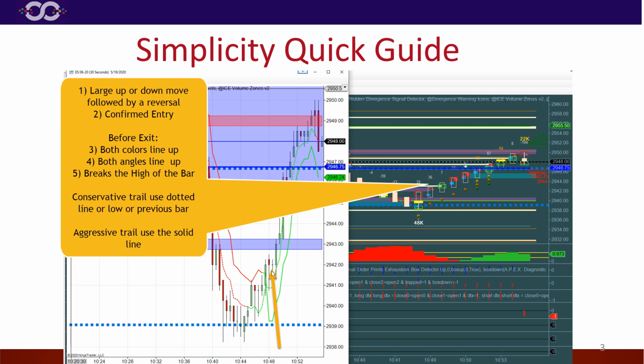So see where the arrow is on this bar? When this broke the high of that bar, it's time to trail. So the arrow is pointing to the bar. The next bar is the one that broke its high.